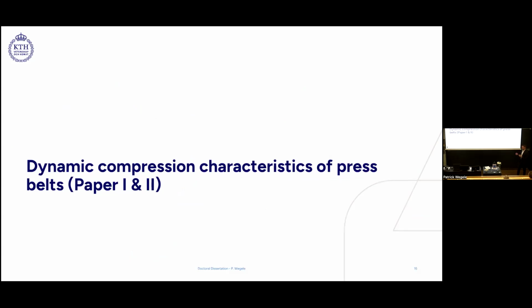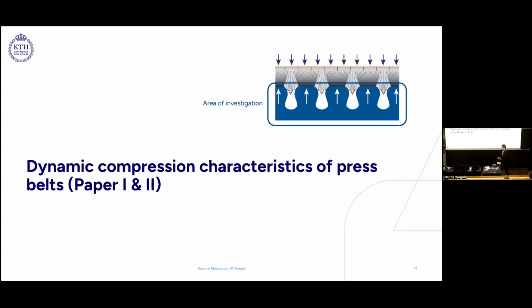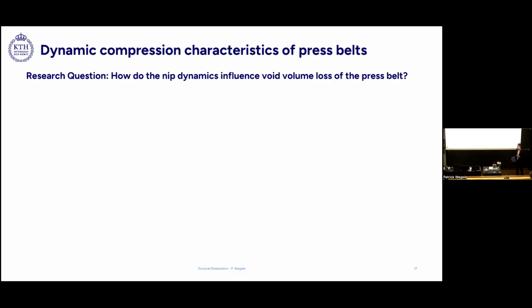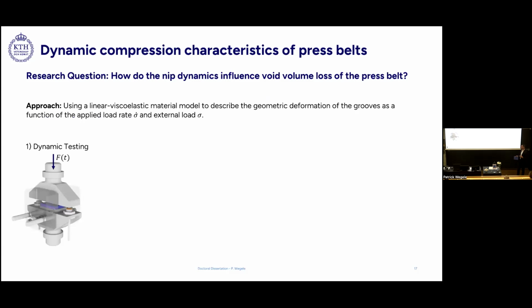So after that, let's start with the first study. That was the study on the dynamic compression characteristics of the press belt. The principal research question in this specific topic was, as you can see on this nip picture, to study the deformation of these grooves. In order to do that, we created a mechanical testing setup that allows us to create nip-like boundary conditions in a laboratory environment. With these nip-like boundary conditions, we could simulate the dynamic stress-strain behavior of the press belt and record dynamic stress-strain curves.